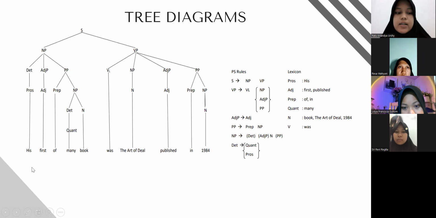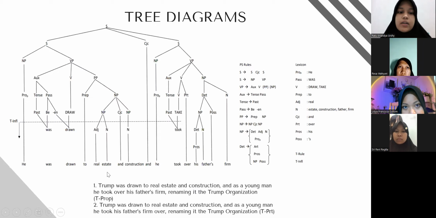The next sentence is, "His first of many books was The Art of the Deal, published in 1984." This is the Pierce Rules and Lexicon from the sentence. Next, this is the longest sentence that we analyzed in the text: "He was drawn to real estate and construction, and he took over his father's firm." There is an inflectional transformation. These are the Pierce Rules, lexicon, and the sentences above.